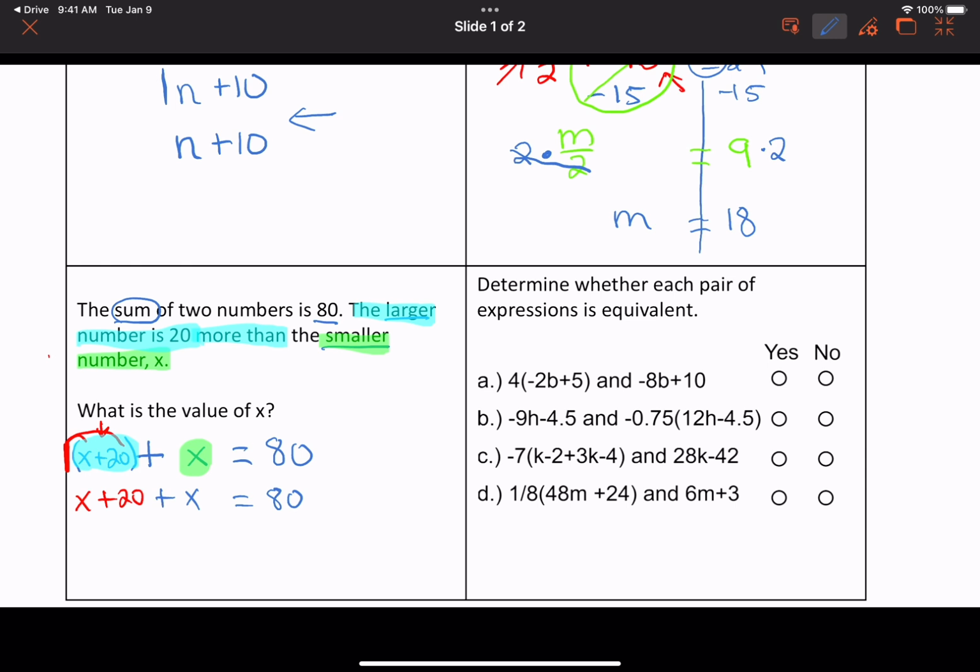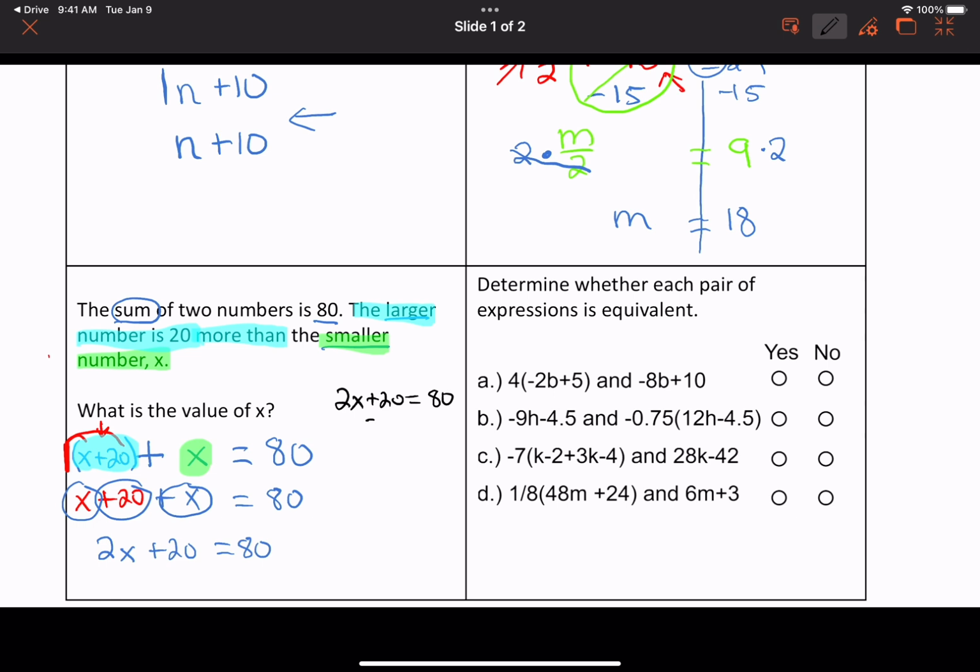Okay. Addition and subtraction is next. And you can see that we have like terms, x and x. That's 2 x's plus 20 equals 80. And now it's simplified. Now I just need to solve it. I need to solve the equation 2x plus 20 equals 80.